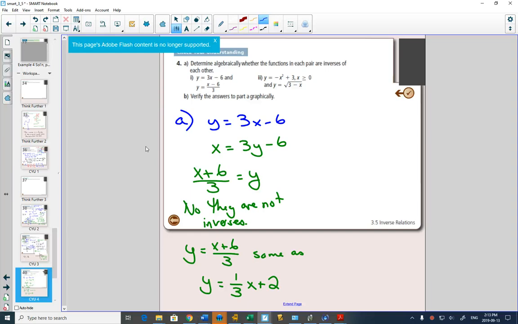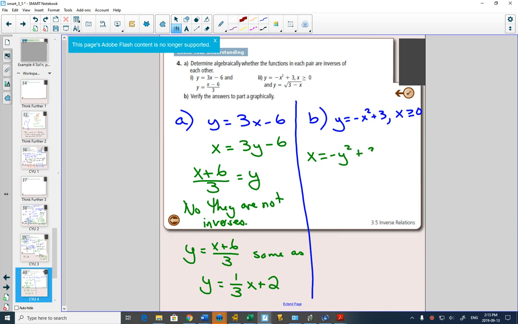For part B, algebraically, y equals negative x squared plus 3, and then they tell us it's a restriction on the domain. Only the positive part. So now if I switch x and y, I'd have x equals negative y squared plus 3, and my restriction would get switched as well. I need a restriction so that the y values are only bigger than or equal to 0.